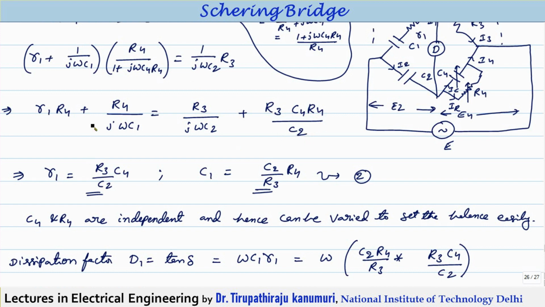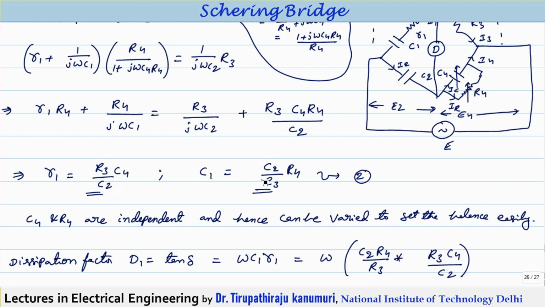So from this, by comparing the real and imaginary terms on both sides, we will get the value of small r1 equal to R3 into C4 by C2, and we will get the value of C1 equal to C2 into R4 by R3. So we can see here we got the value of R1 also, and C1 also. In this, if you select independent components, that means each component should come in only one of these equations, then getting the balance will be very easy, as we have discussed before.